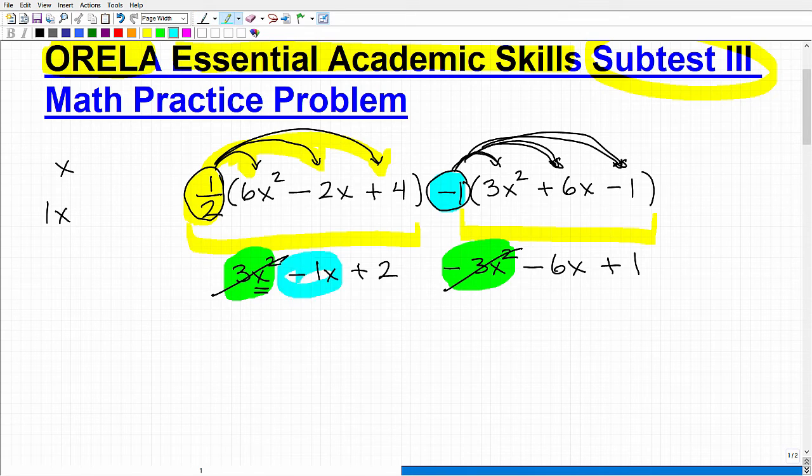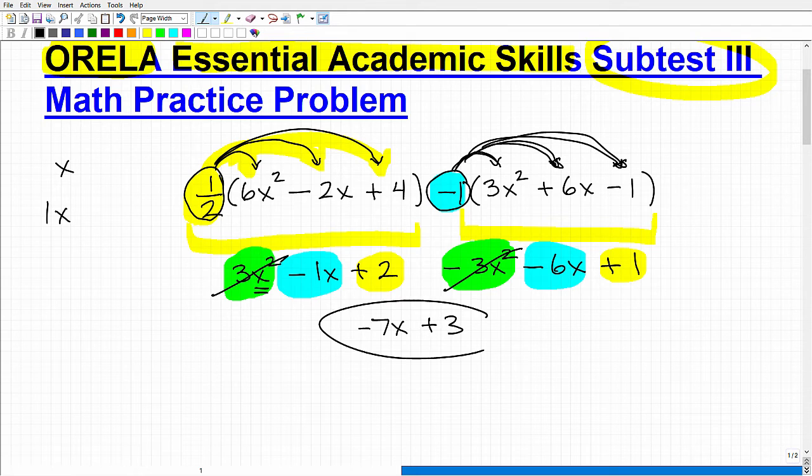And what else do I have? I have this negative 1x, so I'm looking for anything with an x. I have that over here. Okay, these are like terms, so I can just add the coefficients. Those are the numbers in front of the x's. So negative 1 plus a negative 6 is negative 7x. Then lastly, I have some numbers. I have a positive 2 and a positive 1, and that is positive 3. Okay, so if you got negative 7x plus 3, then that's excellent.